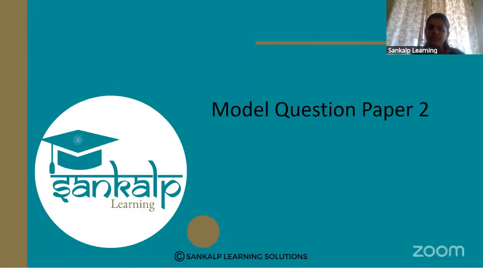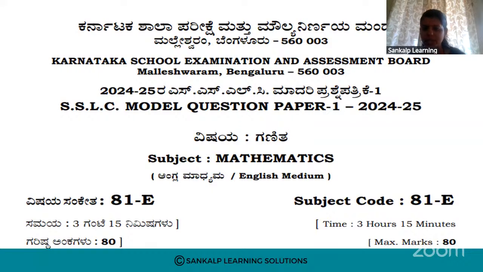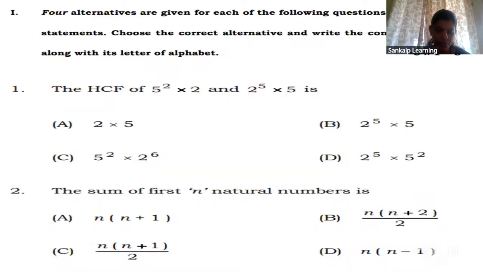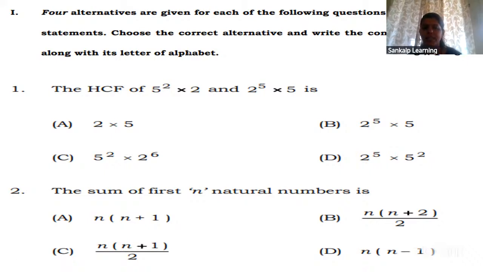So, the subject is mathematics, the subject code is 81E, and the time is 3 hours 15 minutes. The total maximum marks is 80. That we know. In that, the first question is: four alternatives are given for each of the following questions. Choose the correct alternative and write the complete answer along with its letter of alphabet. So these are all MCQ questions. Each question carries 1 mark.